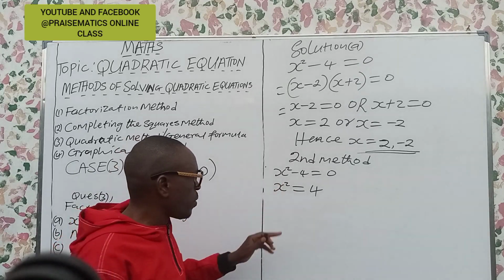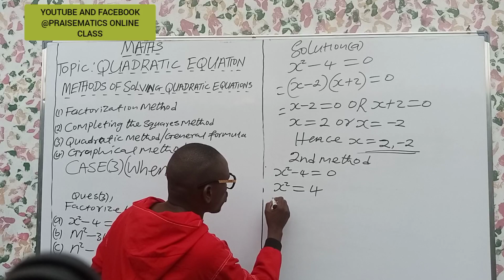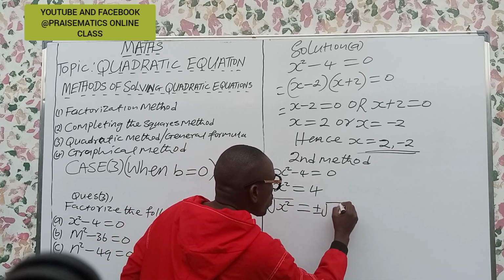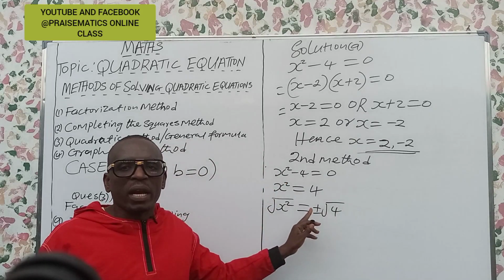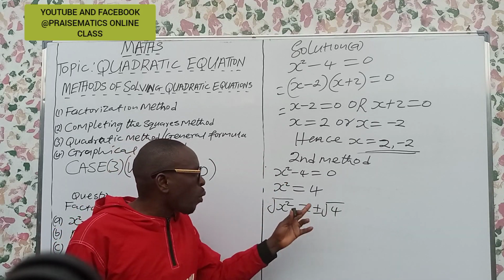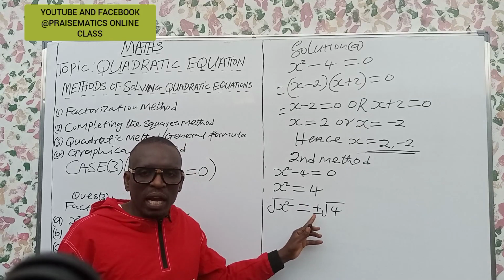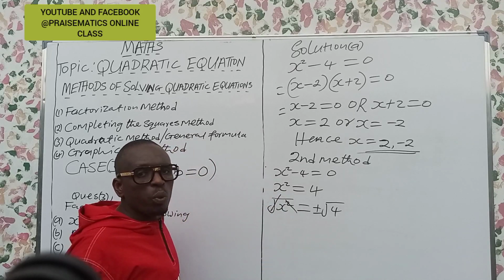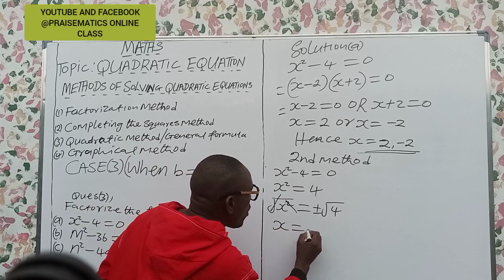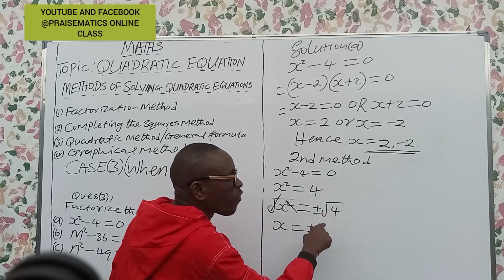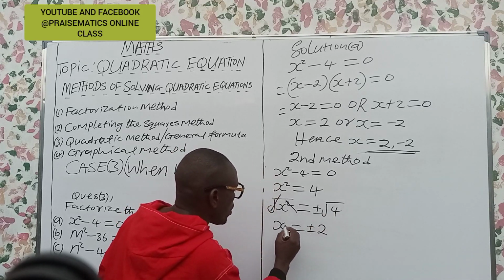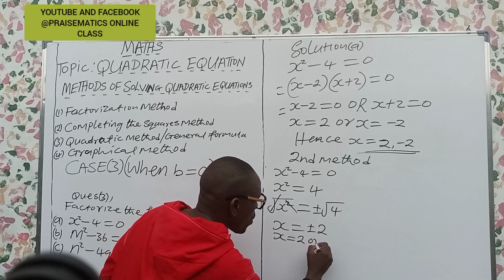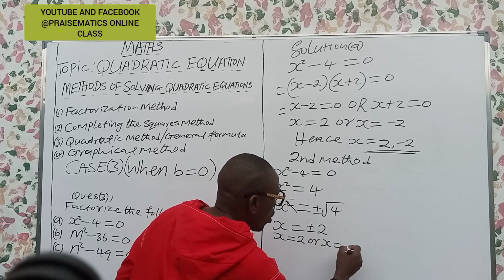Are we following? Okay. Now let's go. So what do we have here? The square root of x squared is equal to plus or minus the square root of 4. The reason is that this is a quadratic equation, it attracts plus or minus. That is the reason why we put plus or minus. Now, this square root will cancel the square, and x will be plus or minus the square root of 4. The square root of 4 is 2. Hence, x is equal to plus 2, or x equals minus 2.